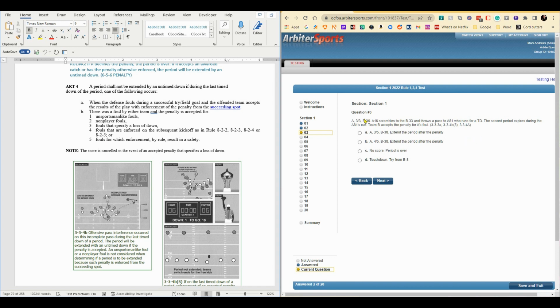But we look closely. The line of scrimmage was the B36. A16 threw from the B33. So he doesn't tell us that it's an illegal forward pass, but it is.